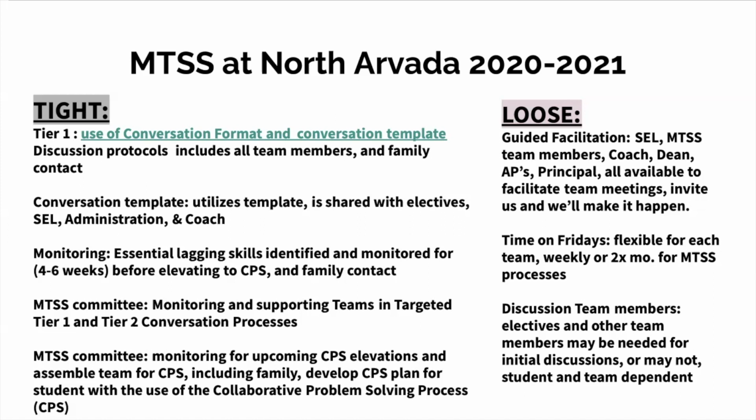The other thing that's loose is what time you will meet on Fridays. We do ask that you are at least 2 times a month going through this process, either initially with a student or reviewing. But when that happens, that's up to you. Discussion team members are also loose. There may be different people on that team depending on the student that you're discussing. You may have a counselor there. You may not. You likely will have the elective teacher there because they are invested in that team and that student.